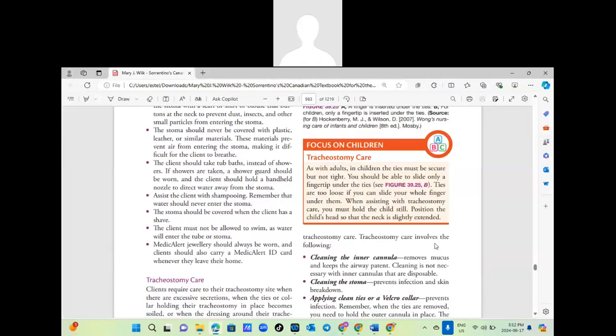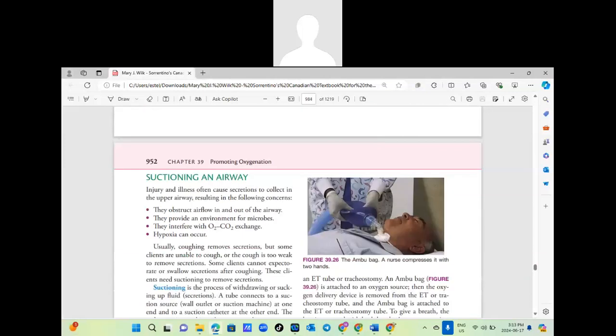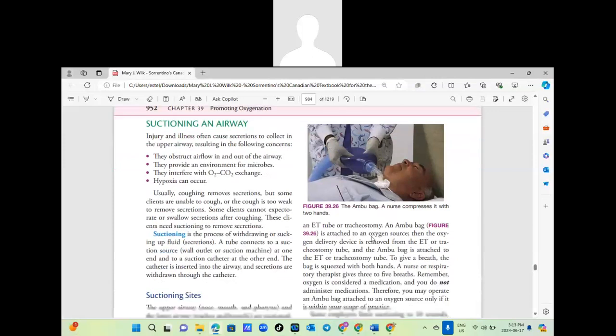So let's go through the children. As with adults, in children the ties must be secure but not tight. You should be able to slide only a fingertip under the ties. The ties are too loose if you can slide your whole finger. When providing tracheostomy care, you must hold the child still and position the child's head so that the neck is slightly extended. All right, so this is the ambu bag. They're helping the client. This is the trach, right? The ambu bag helps with breathing.